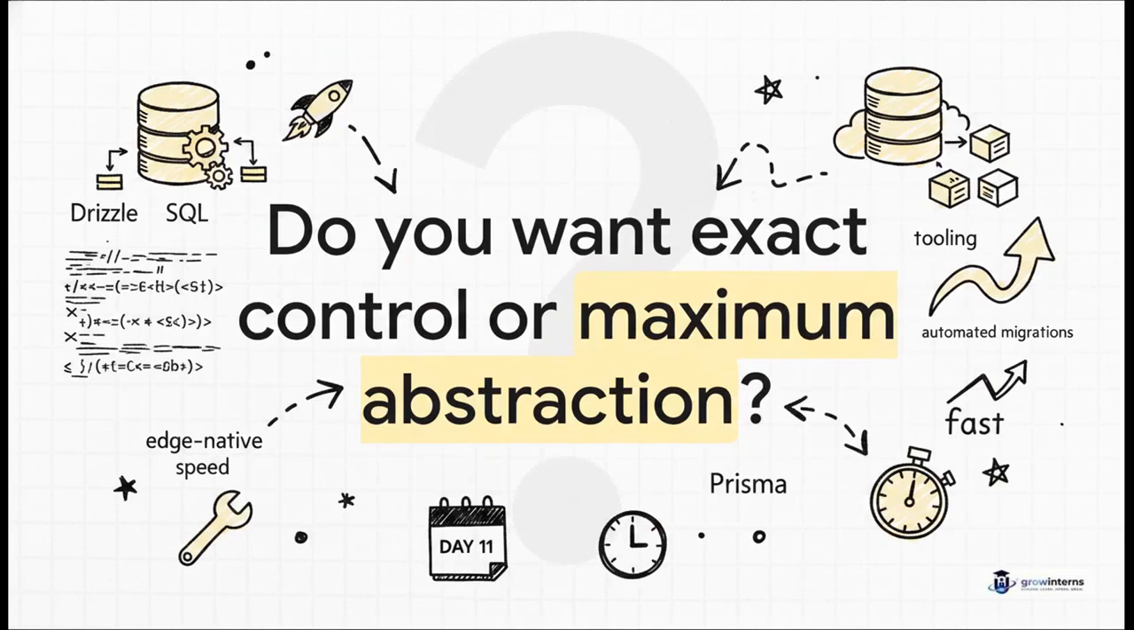So as we wrap up today's explainer, I want to leave you with a fundamental choice to ponder before we fully dive into the world of object relational mapping next time. Ask yourself, do you want the rich tooling and the automated migrations of Prisma, which, by the way, is absolutely perfect for teams that just want to move incredibly fast without stressing over database internals? Or do you want the raw edge-native speed and the precise SQL control that Drizzle offers?